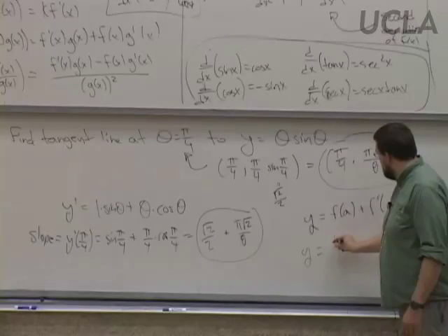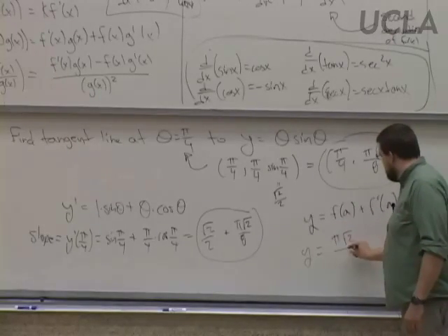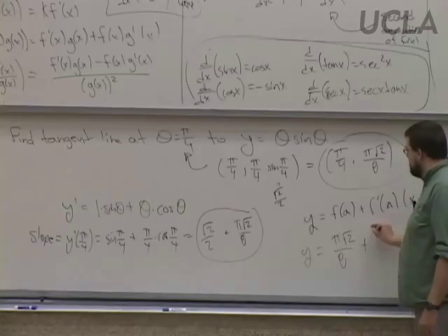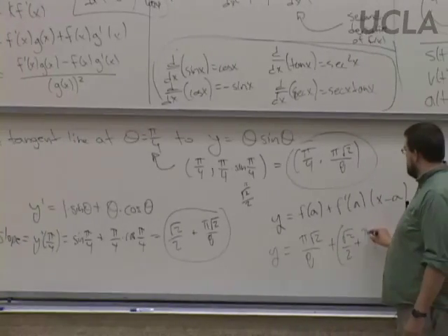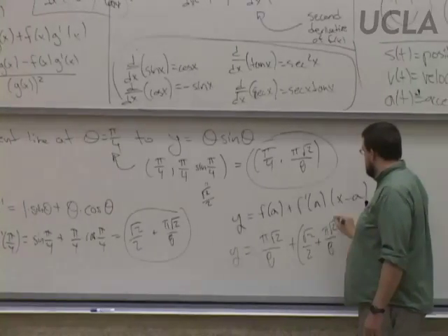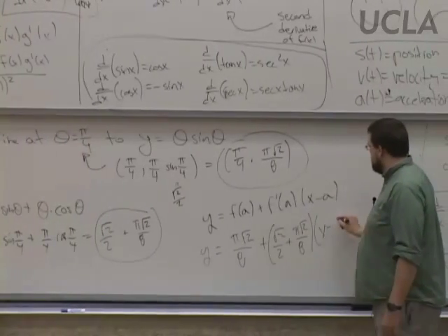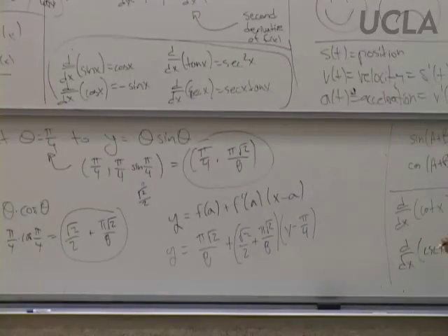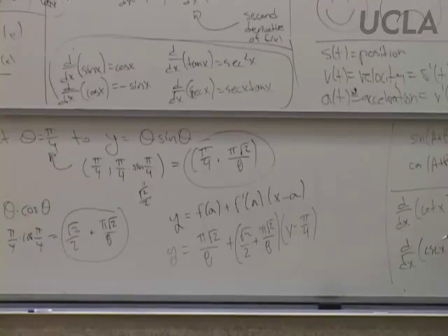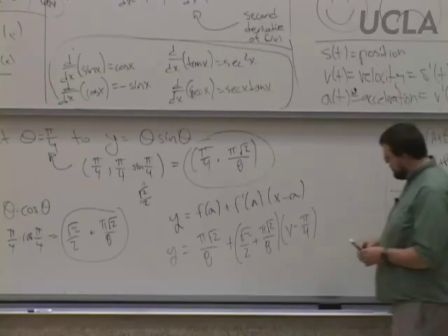f of a is pi root 2 over 8, plus f prime of a, square root of 2 over 2 plus pi root 2 over 8, times x minus pi over 4. Lo and behold. Now, if we wanted to, we can simplify this. What happens when we simplify it?